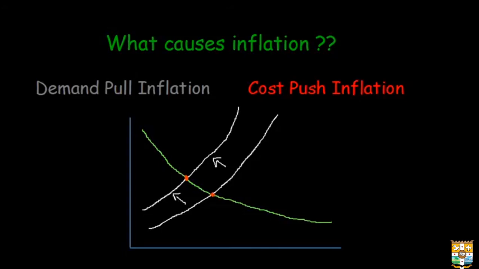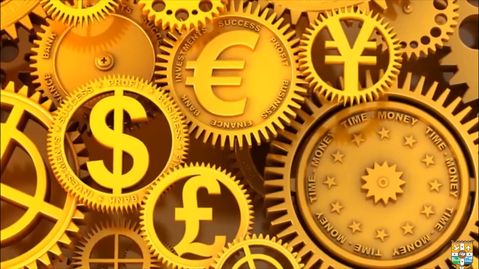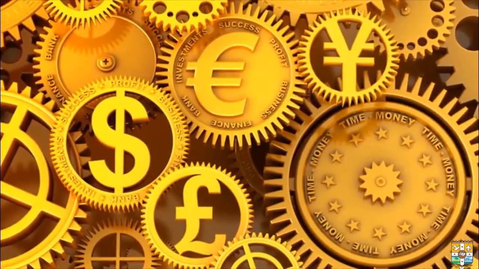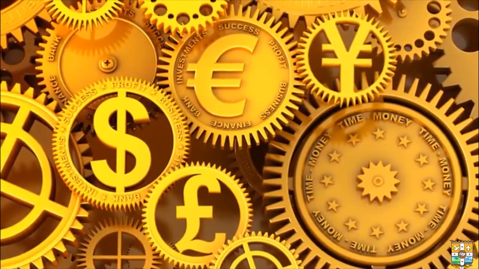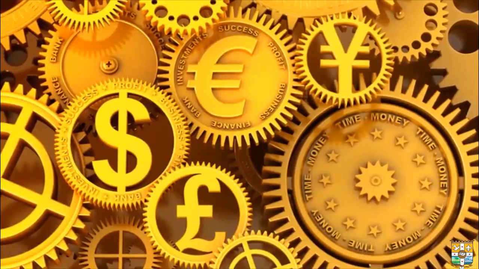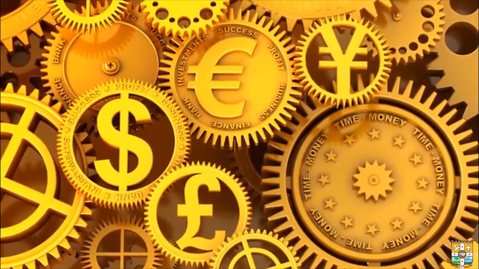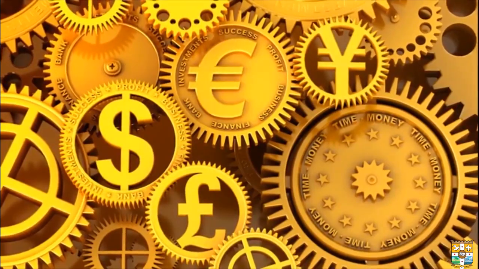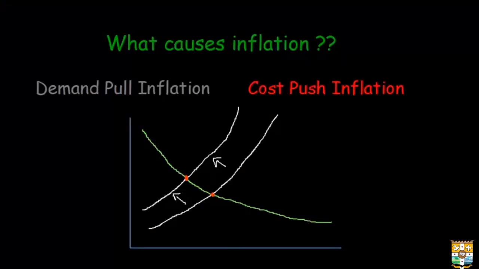Now, what causes this increase in demand or the decrease in supply? What is the role of money in this increase in demand or decrease in supply? Because money, or the money supply, has a very crucial link with inflation. We need to understand that as well, and I'll be exploring the role of money supply and inflation in later videos.